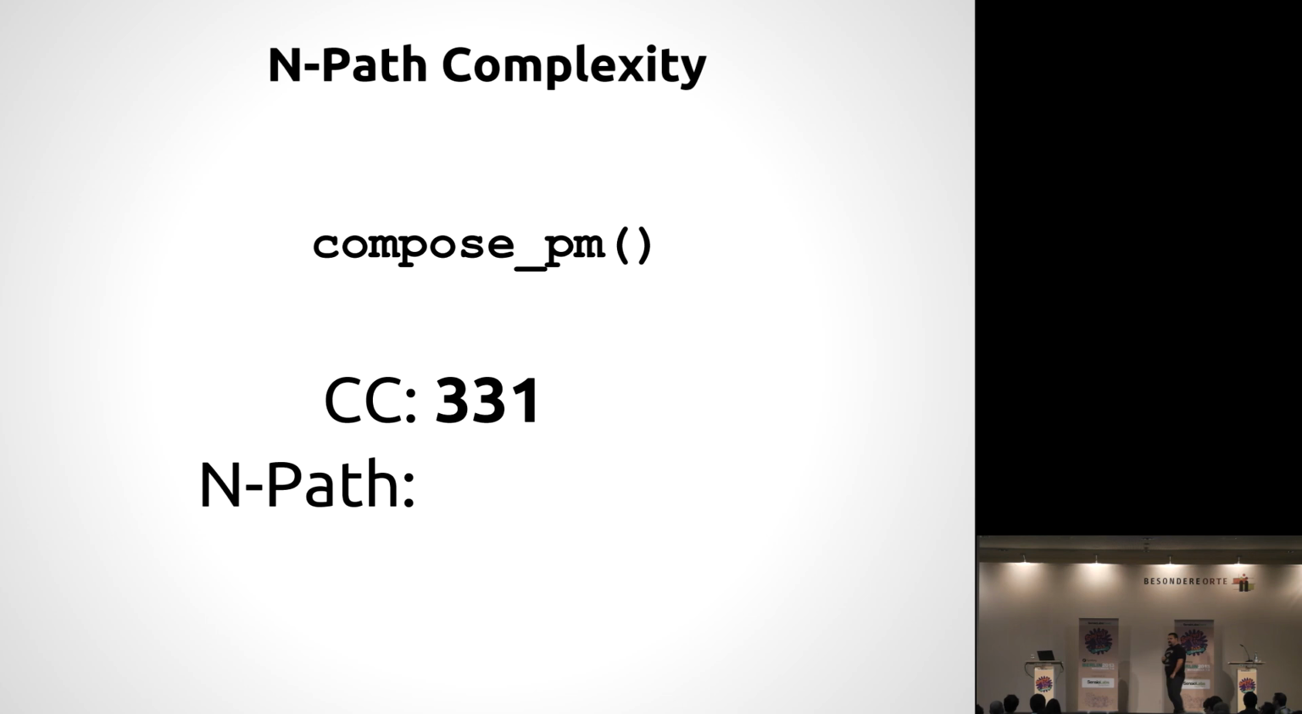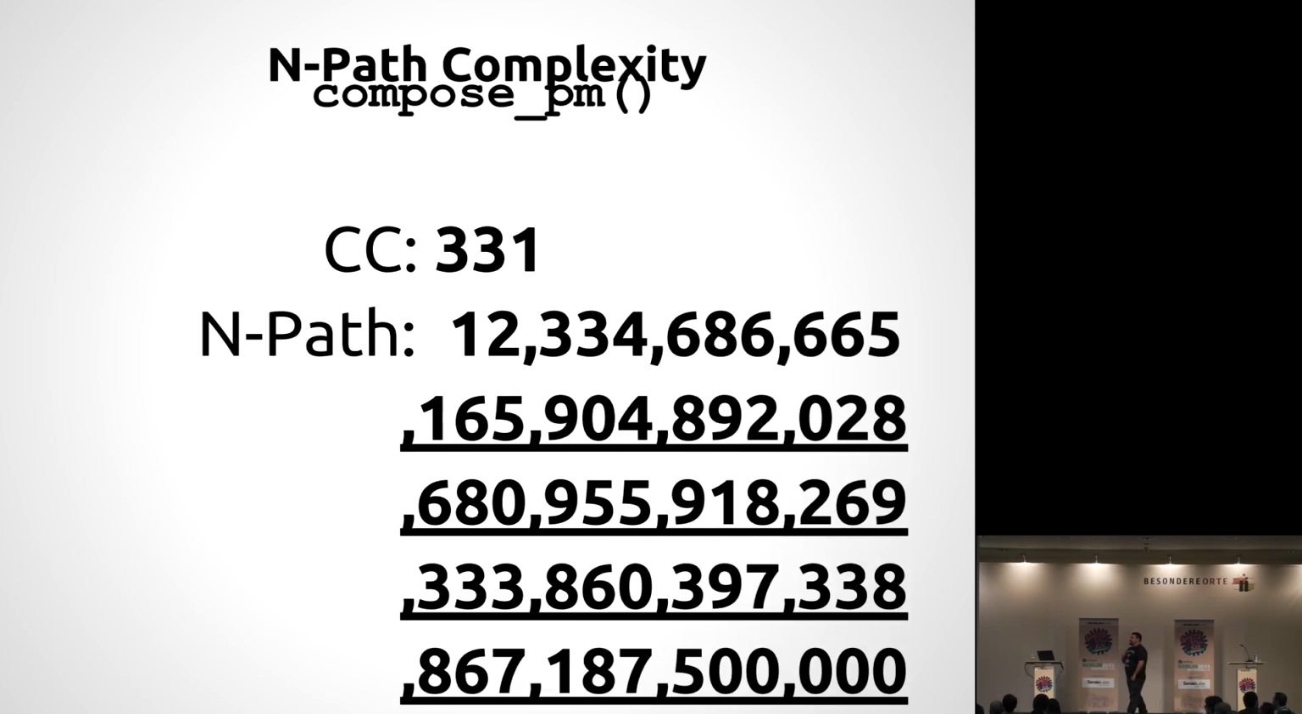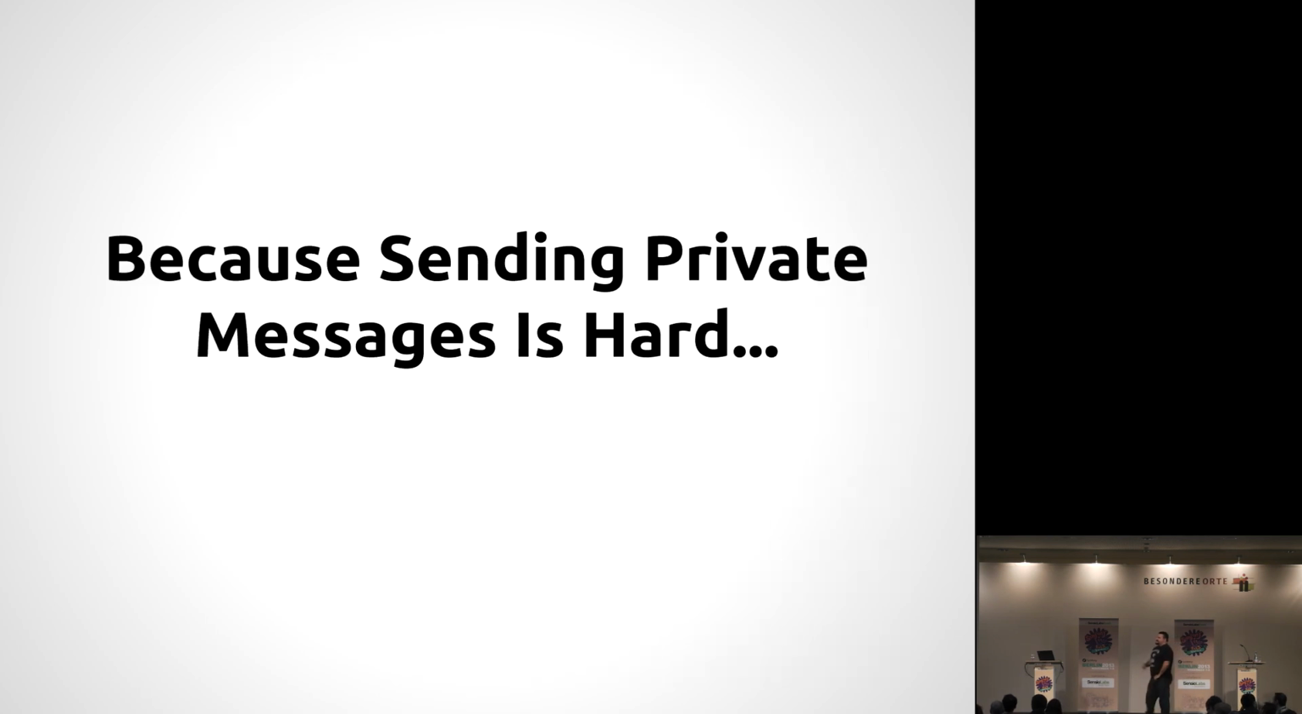Cyclomatic complexity of 330. 2 to the 330th, anyone? No? Yeah, 84 digits, I believe, in that number. Because sending private messages is fundamentally hard, right?